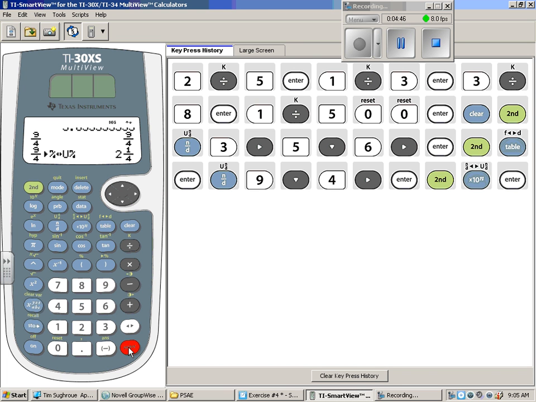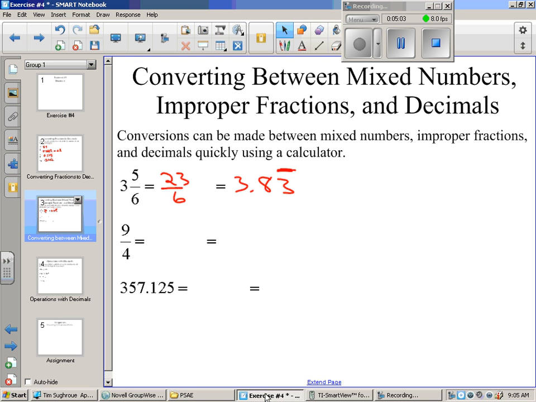Now maybe you don't even need the calculator to do that. That's fine. Then just do that in your head. And maybe you know this is 2.25. But if you need the calculator, go second, fraction to decimal, hit enter, and there it is, 2.25. So we'll come back. This is 2 1/4, which is 2.25. Okay?